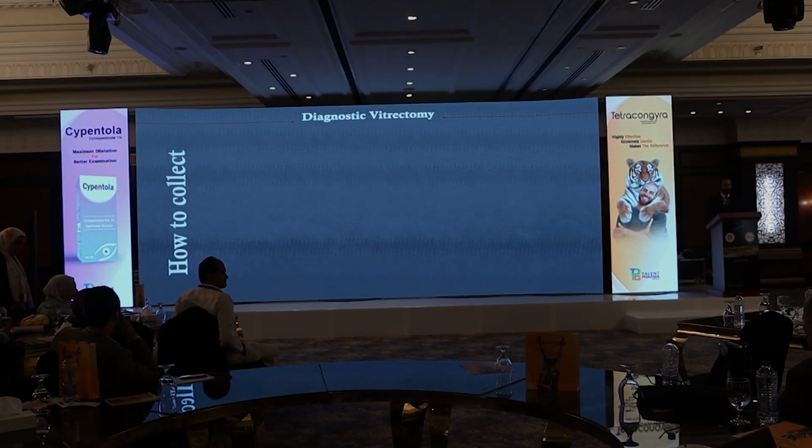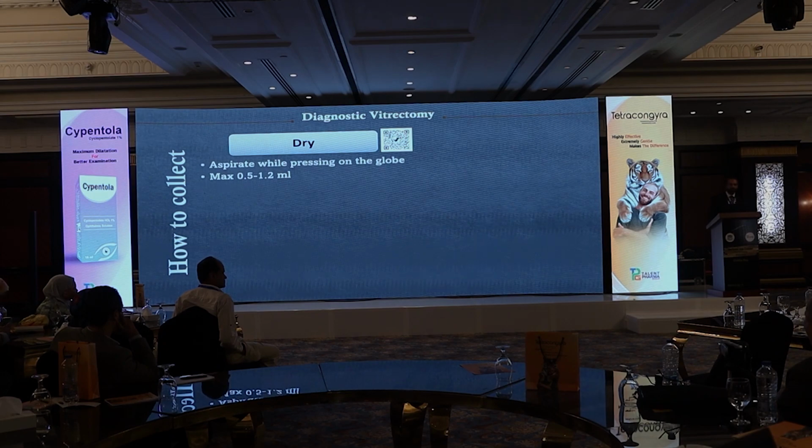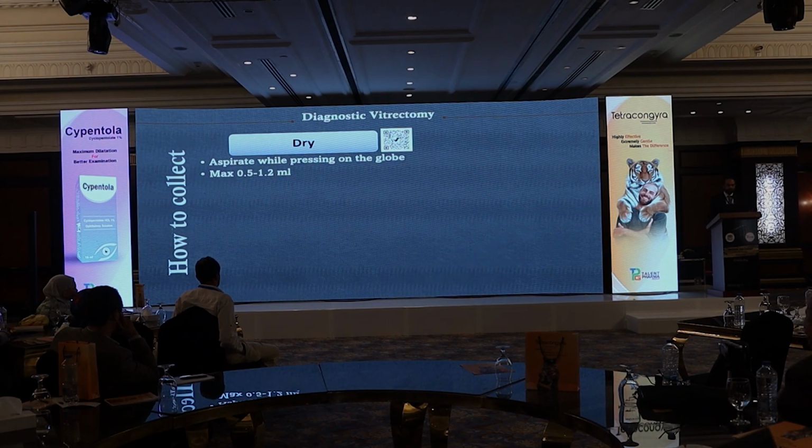So, how can we collect vitreous? You have three methods to collect a vitreous sample. Either the dry method, where you aspirate while pressing on the globe with the infusion off. You can aspirate safely a maximum of 0.5 to 1.2 milliliters. The studies all, except one, said 0.5 milliliter is safest, but one study showed 1.2 milliliters. I would recommend going for the lower volume to avoid complications.